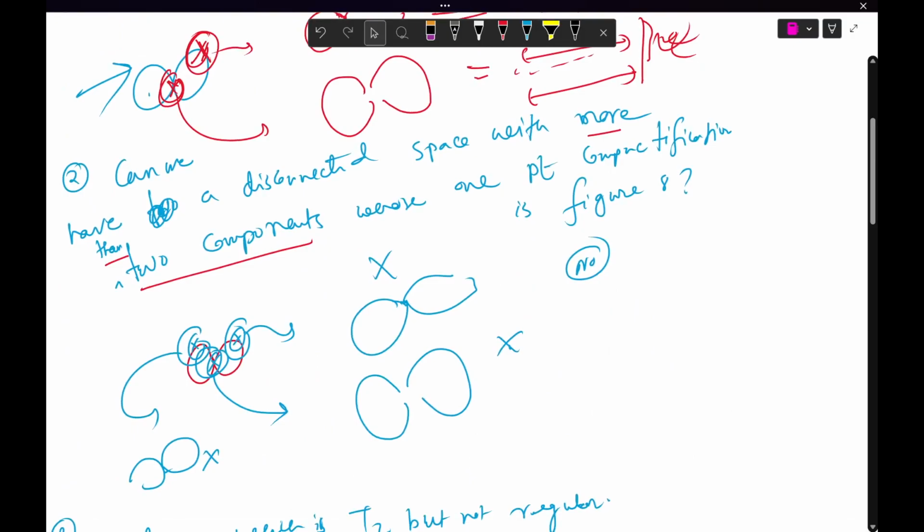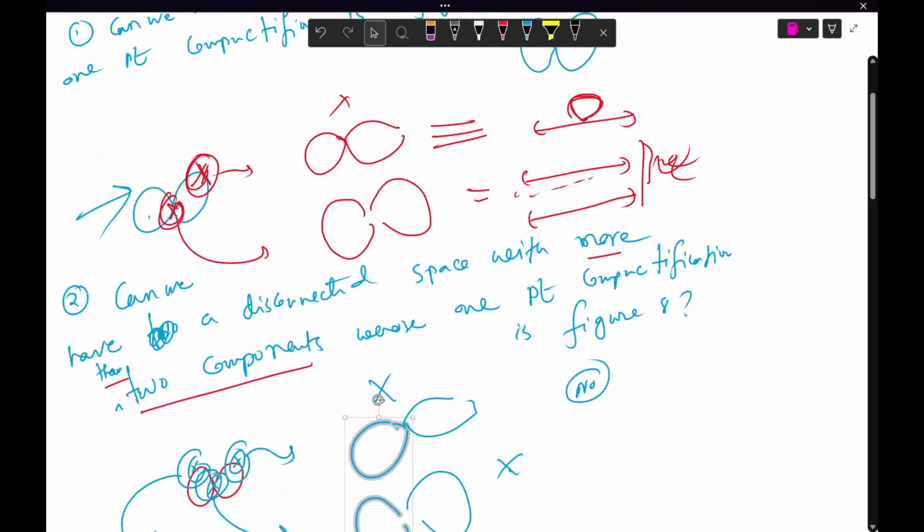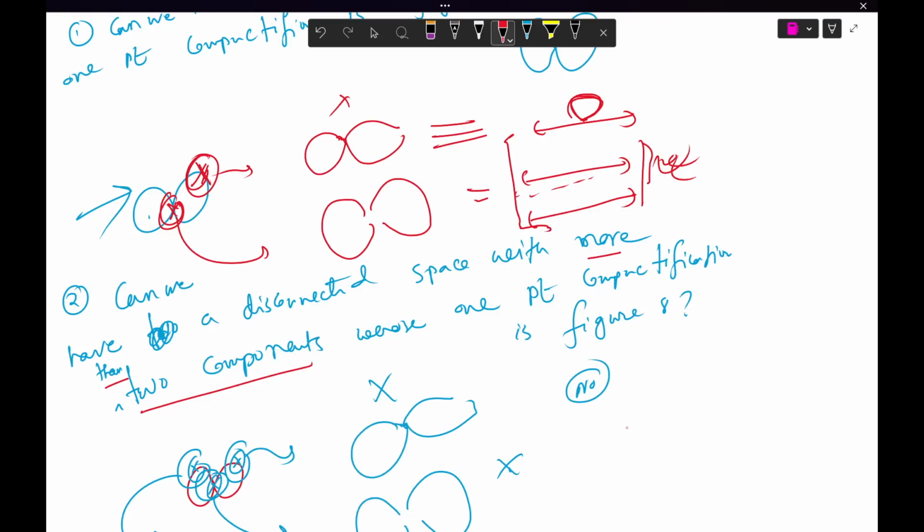Same question: can we have a disconnected space? Observe that in the first problem, the resulting disconnected space has two components. So the obvious second question is: can we have a space with more than two components whose one-point compactification is the figure 8? Think about it in a similar way, and try to understand that if we remove one point from the figure 8, we can't get a space with more than two components. Please think about it, and if you don't understand, please ask.